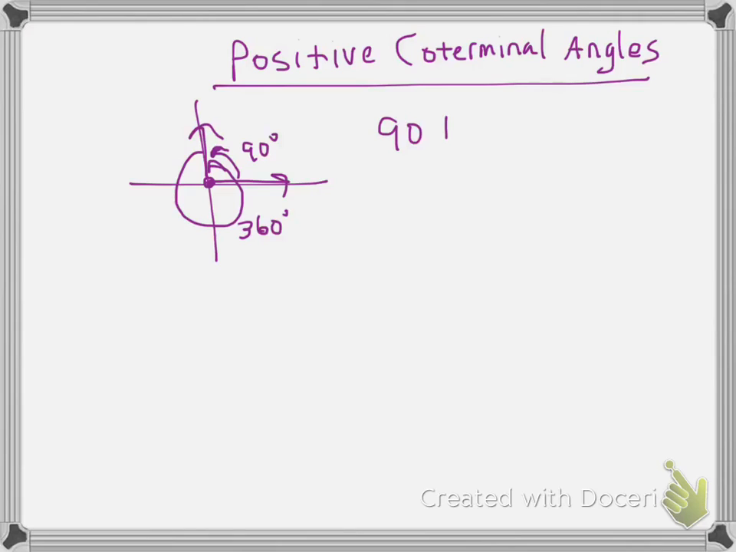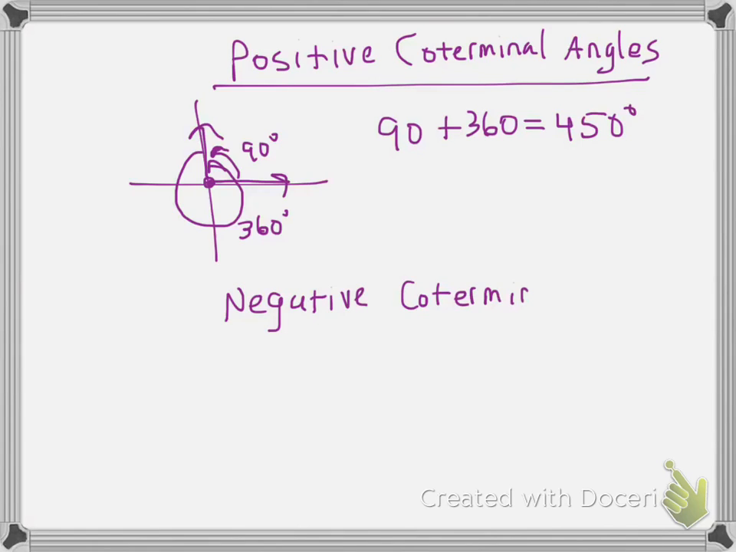So what we can do now is take that angle, which is 90 degrees, and add 360 degrees to it, and we get 450. So that means that 450 degrees and 90 degrees share the same terminal side, the stopping side. All right. Now what we're going to do is work on a negative coterminal angle. So I'm going to draw the exact same picture where my initial side is on that x-axis, on the positive side. I'm going to be at 90 degrees.